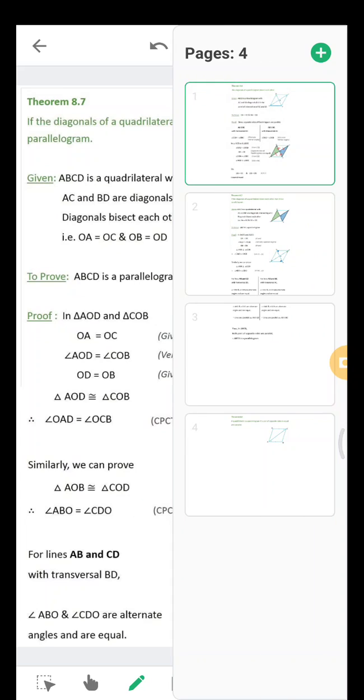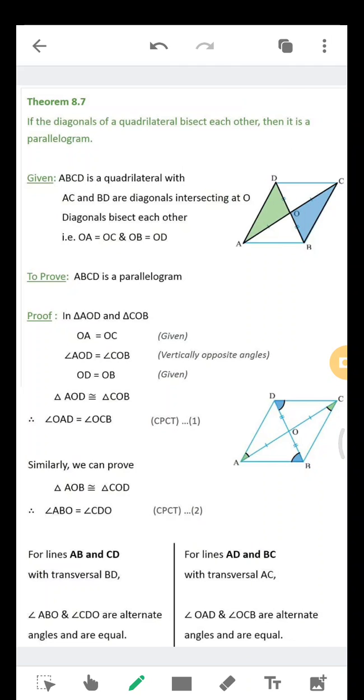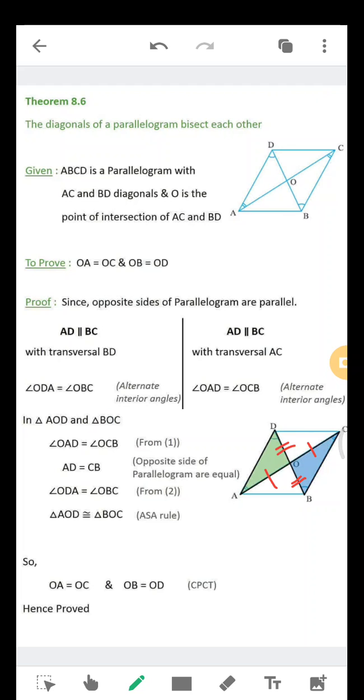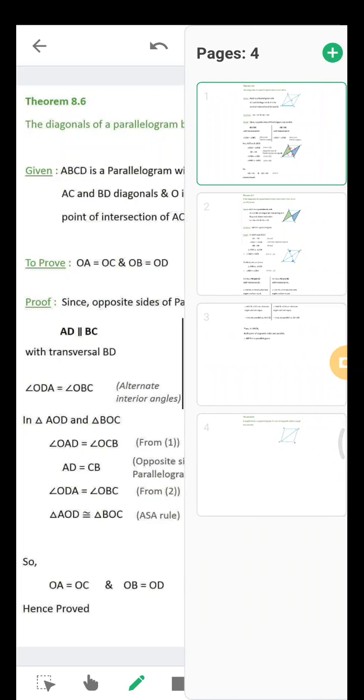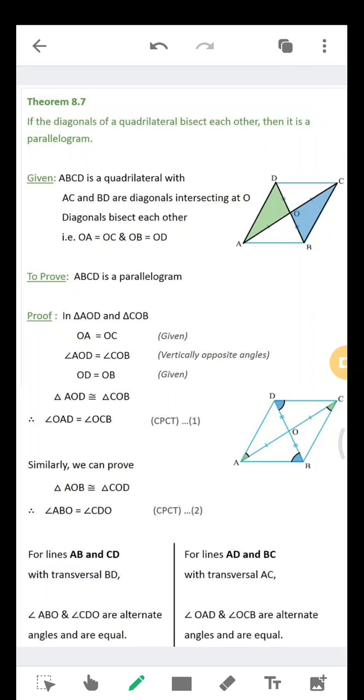Now next theorem 8.7 is the converse of 8.6. In the next theorem we have to prove that if diagonals of a quadrilateral bisect each other, then it is a parallelogram. This is the converse of theorem number 8.6. So you can try this theorem by looking at the steps. All the steps I have given here. We have done so many theorems, so follow these congruency rules and prove this theorem.